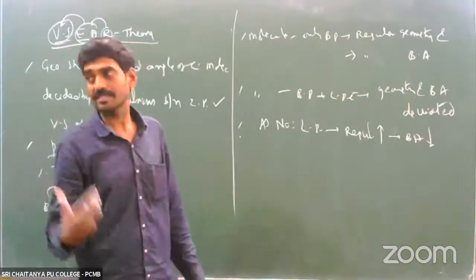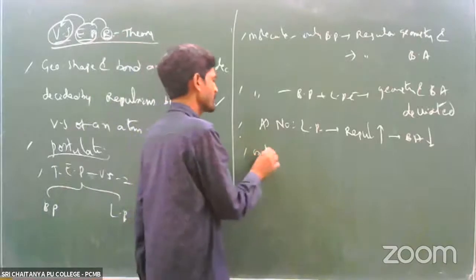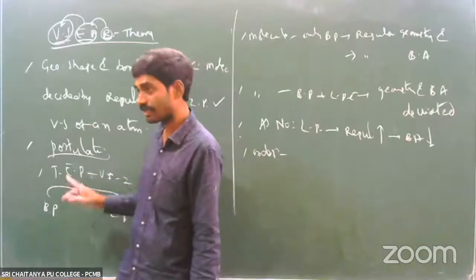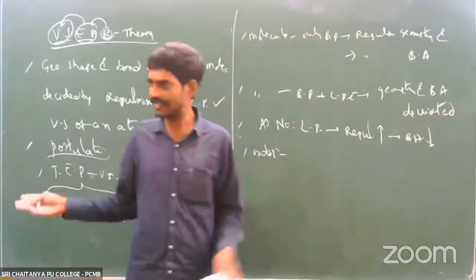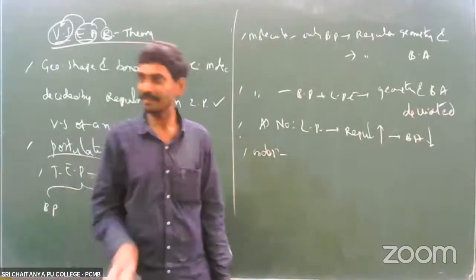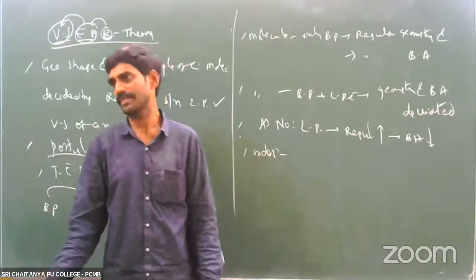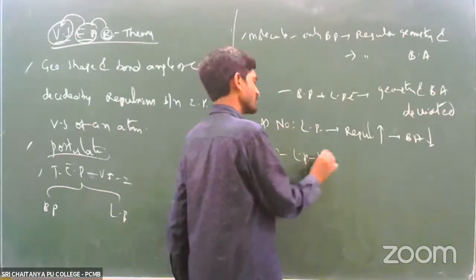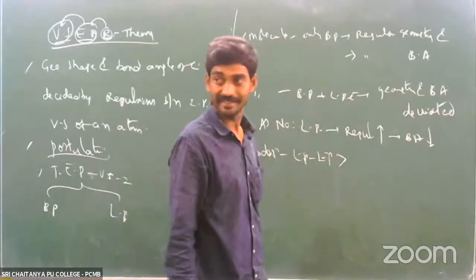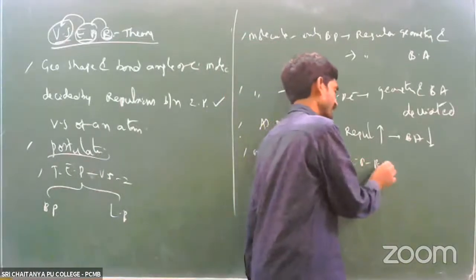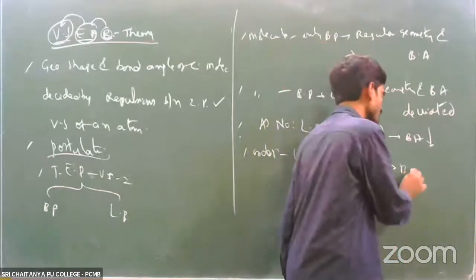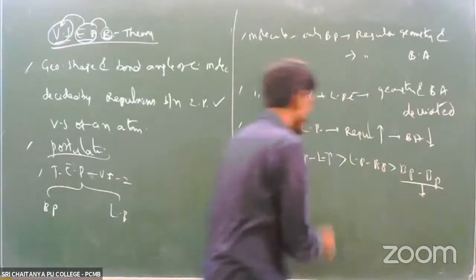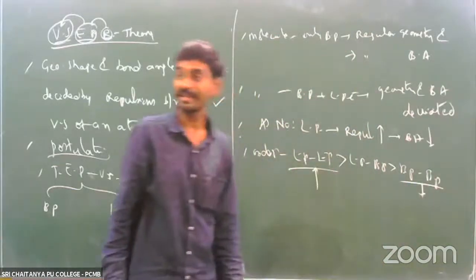Then what is the order of repulsions between these electron pairs present in the valence shell? Some are bond pairs, some are lone pairs. The order of repulsions between the electron pairs is: lone pair-lone pair repulsion is greater than lone pair-bond pair repulsion, which is greater than bond pair-bond pair repulsion. That means the repulsion between two bond pairs is very less, and the repulsion between two lone pairs is very high.